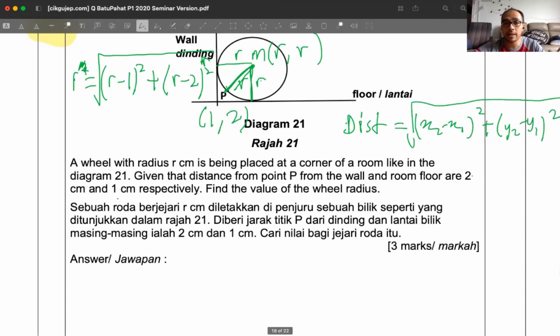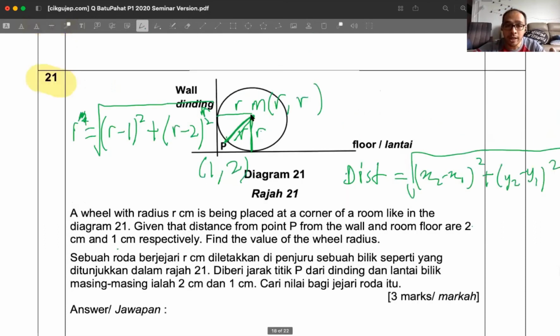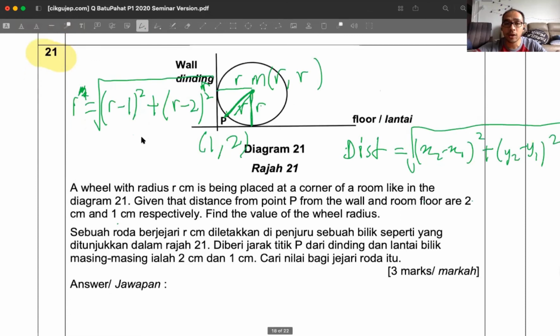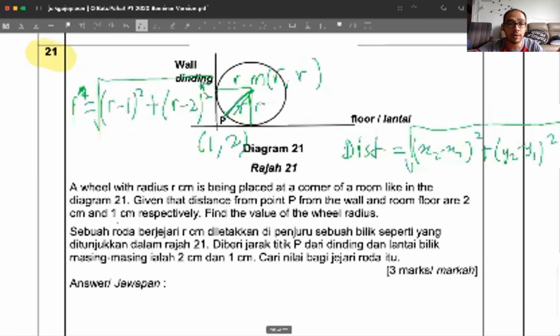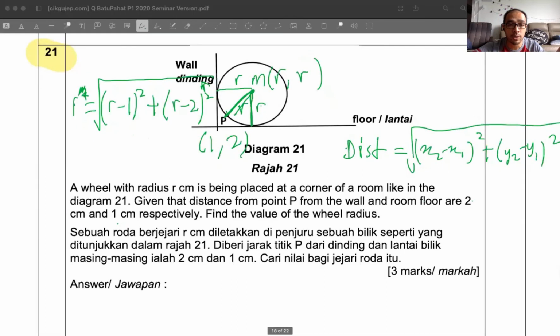This is the distance formula, which is what I'm using. It's just that I already know what this distance is. The distance is r, and the coordinates between these two are r minus 1 and r minus 2 squared. All I have to do is simplify this, and I will get two values of r, of which only one can be used, if I'm not mistaken.